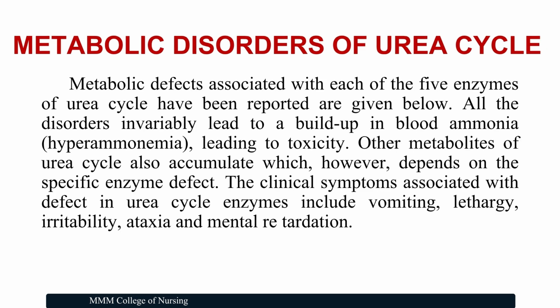Now let us briefly look at the clinical side, metabolic disorders of the urea cycle. Defects have been reported in each of the 5 enzymes of the urea cycle. All of these disorders lead to a buildup of ammonia in the blood, a condition called hyperammonemia, which is highly toxic. The clinical symptoms include vomiting, lethargy, irritability, ataxia, which means loss of coordination, and mental retardation in severe or untreated cases.